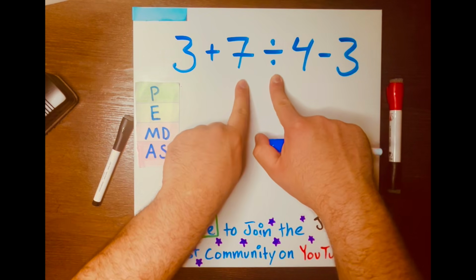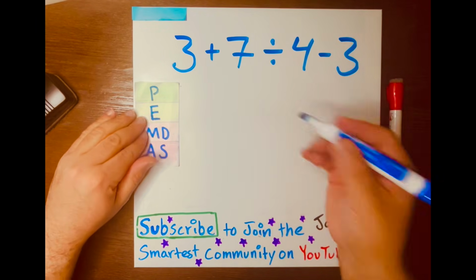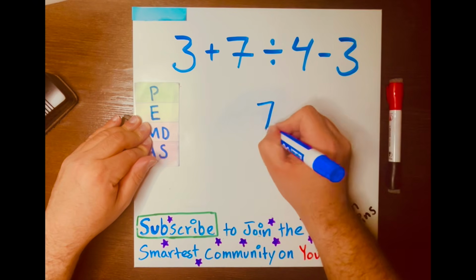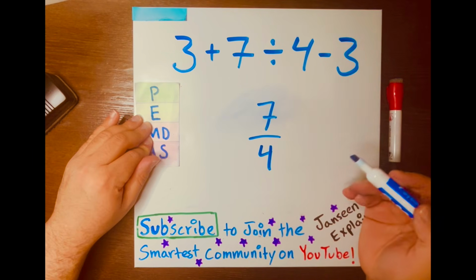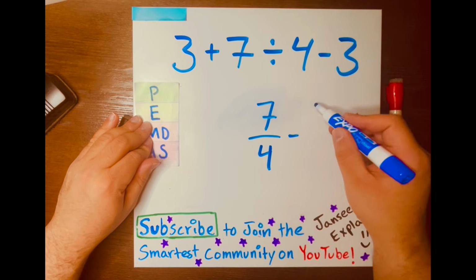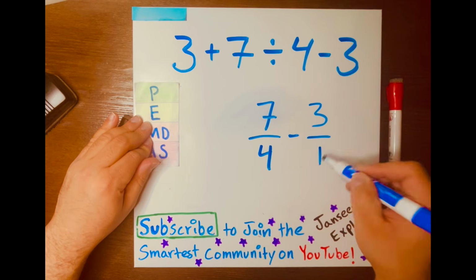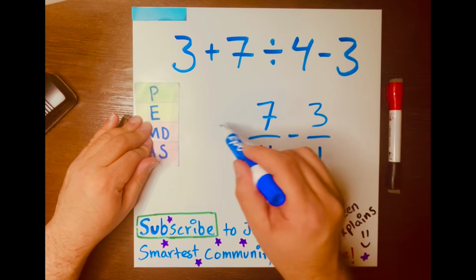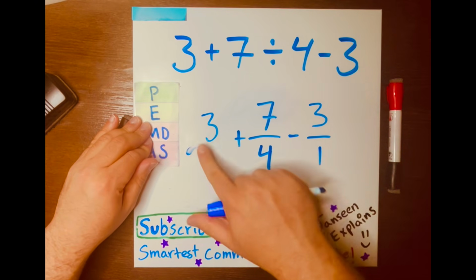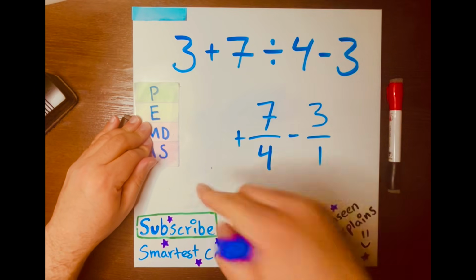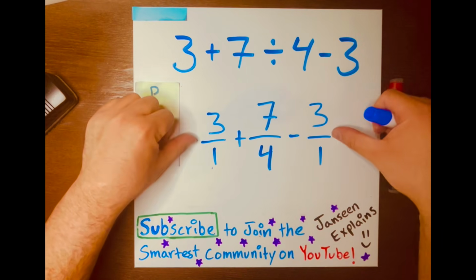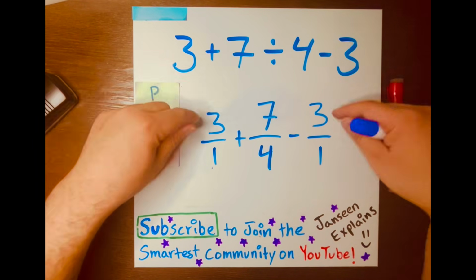So 7 divided by 4 is what? Let's write it in a fraction form to make the math fun and easy. 7 over 4. And let's bring down the minus 3 in a fraction form to make the math fun and easy. 3 over 1. And let's bring down the 3 plus in a fraction form. 3 over 1 plus. Oops, made a mistake there. There. 3 over 1. We know that 3 over 1 equals 3, it does not change the 3.